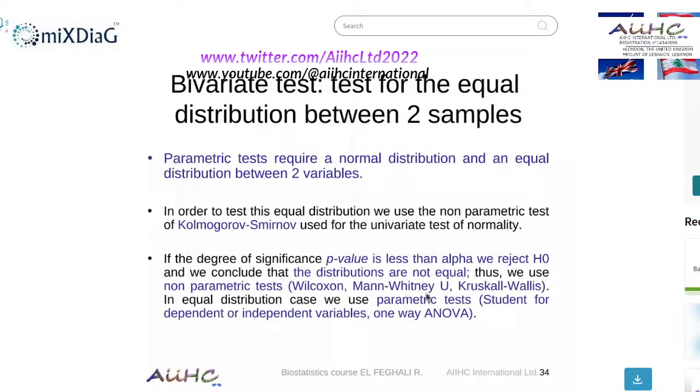Okay, so the parametric tests are the Student test for dependent or independent variables and one-way ANOVA, which we'll see in this chapter and the following chapters of descriptive statistics. The non-parametric tests are Wilcoxon, Mann-Whitney U, and Kruskal-Wallis tests. These are used whenever you have discrete, qualitative, or categorical data, or quantitative data with a non-normal distribution. You avoid using the Student test, so you need to test that.